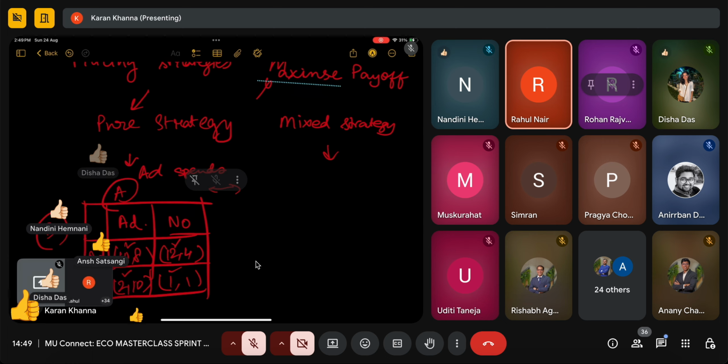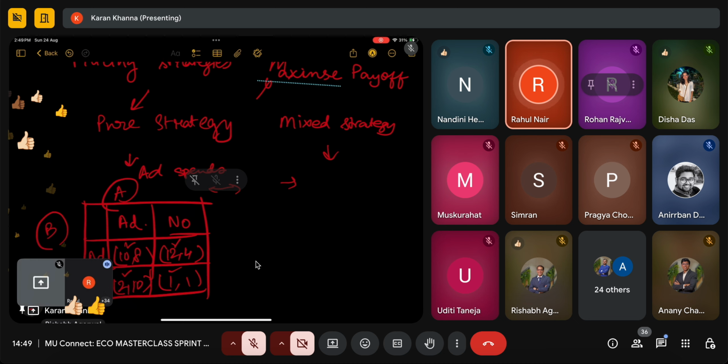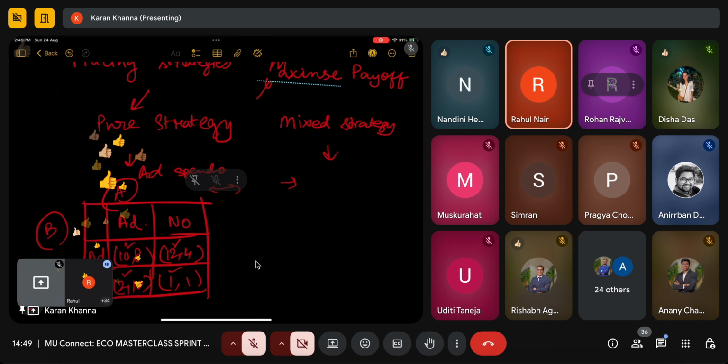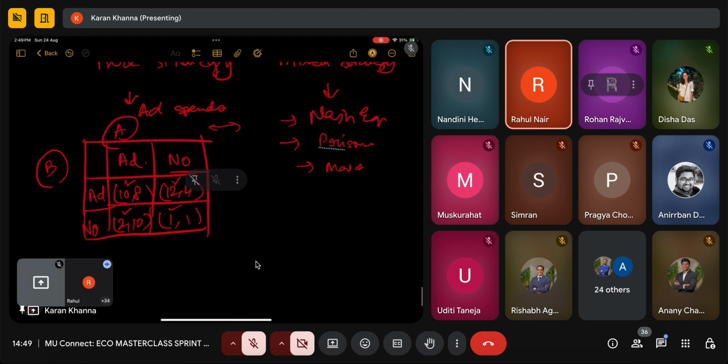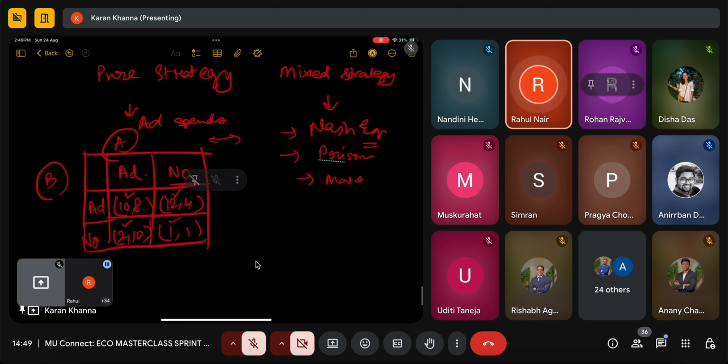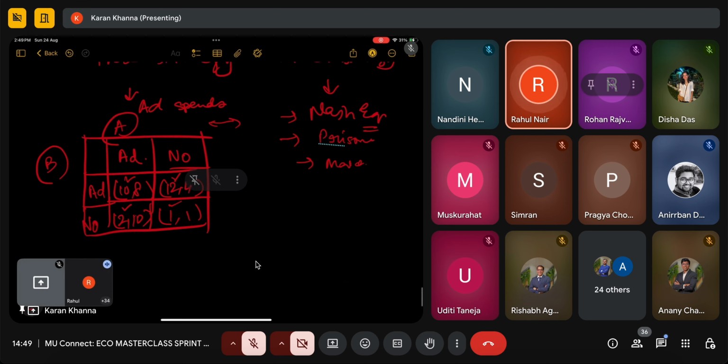Sure. Mixed strategy. In this particular case, we'll see all the different equilibriums, the Nash equilibrium, the prisoner's dilemma, the matching pennies, all those things, right? Okay. So let's understand Nash equilibrium through the example. So I'll probably share my screen here.